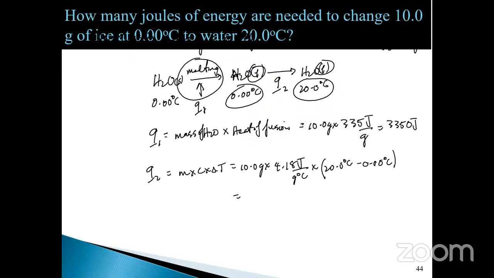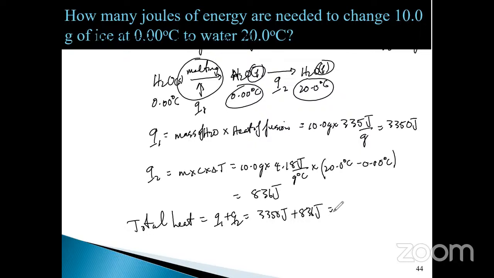So that's 20 times 4.18 times 10. According to my calculation, this works out to be equal to 836 joules. Therefore, the total heat required is equal to the sum of Q1 plus Q2, which is equal to 3350 joules plus 836 joules.